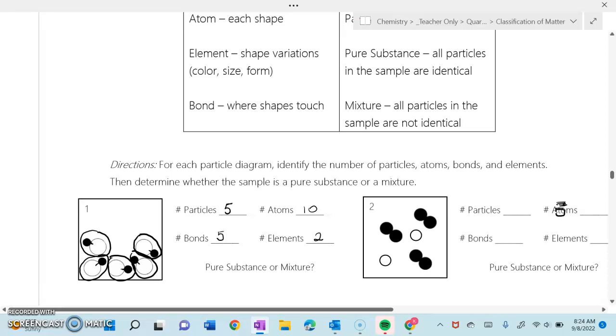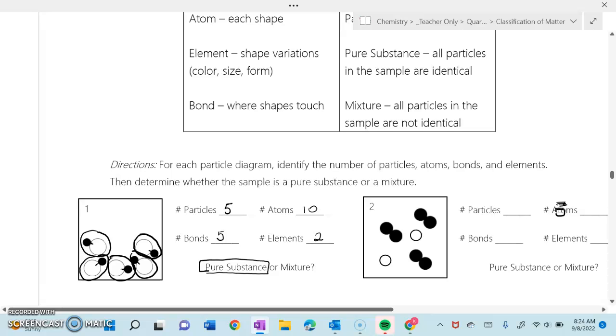Now the last part is determining whether it's a pure substance or a mixture. Check all 5 of your particles. Are they the same? They might be in a different orientation, but yes, they are all composed of a large white circle and a small black circle. So this would be a pure substance.